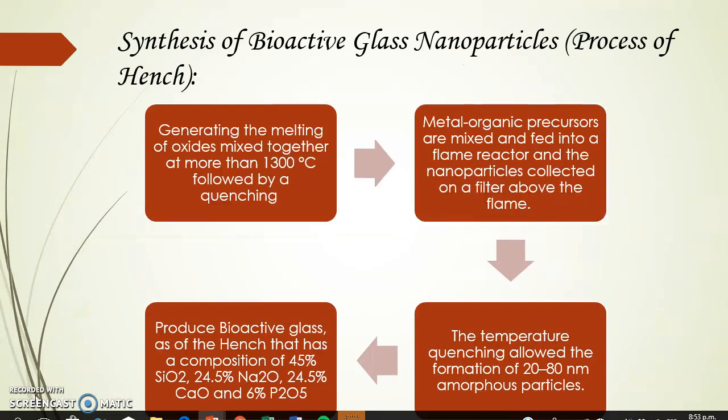To obtain these nanoparticles, one process is the flame method. In the first step, the oxides are fused at a temperature higher than 1300 degrees Celsius, followed by cooling. In this part, a fluid is obtained that contains a high length, so the next step is made to obtain the nanoparticles.